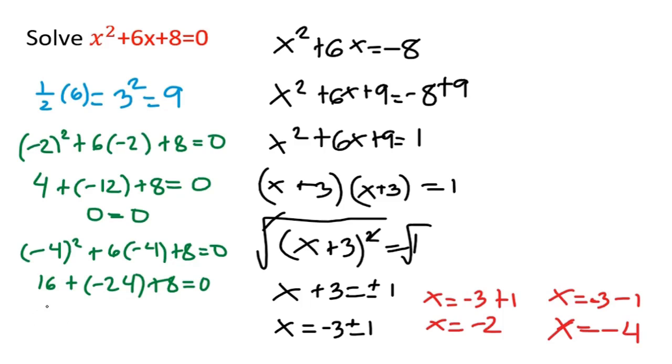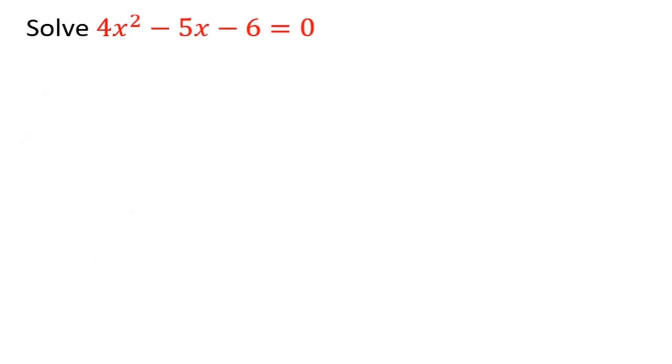Then 16 plus negative 24, ang sagot ay negative 8. Plus 8 is 0. 0 is equal to 0. So, tama nga yung value ng x natin. 4x squared minus 5x minus 6 is equal to 0.